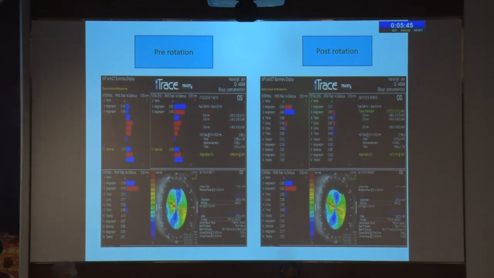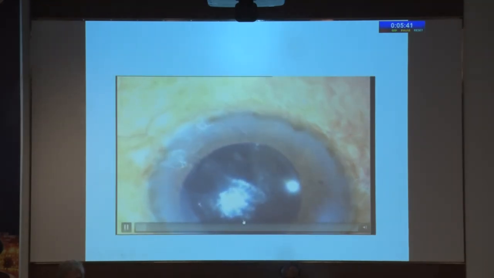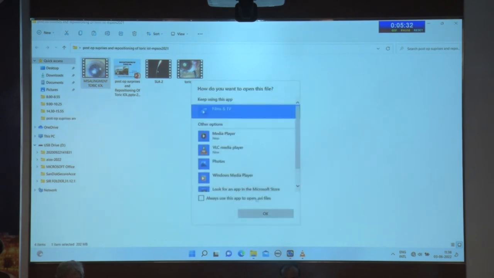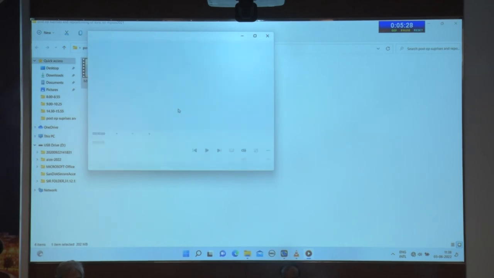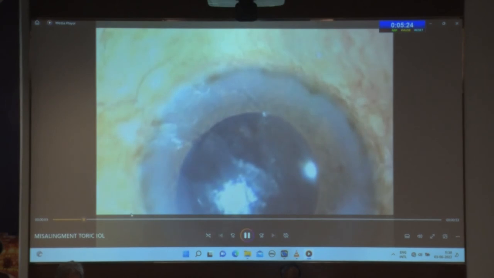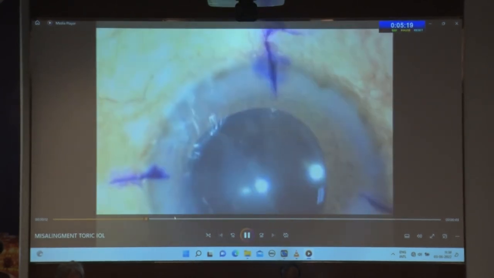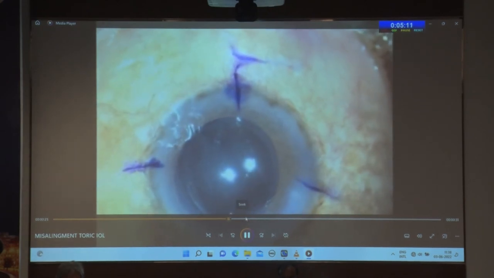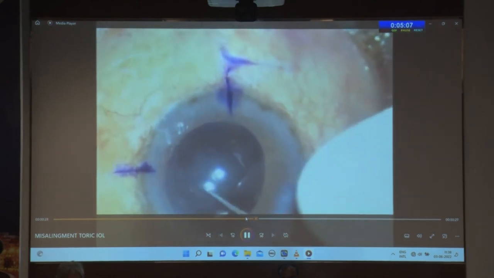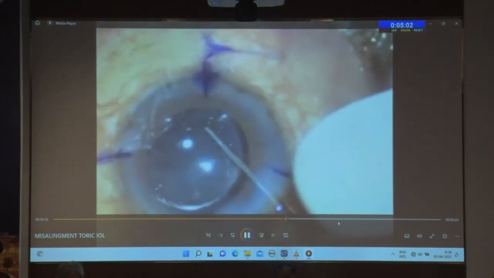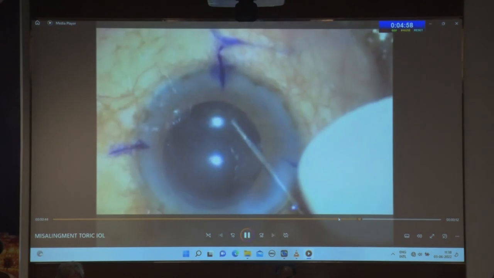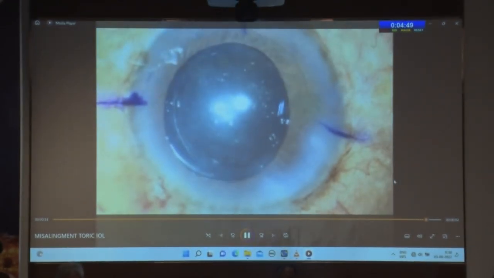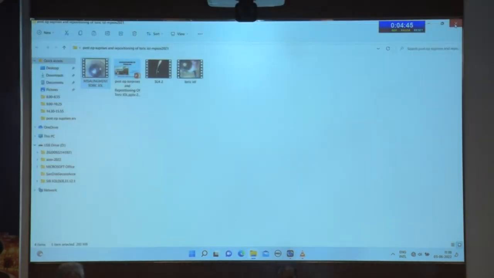After rotation, the astigmatism and the aberration are quite reduced. This is a case, I fast forward, of a patient with misalignment. Rotation is very simple. Just open the wound, and mark again. The lens is already there. It was just a miscalculation. We pressed it on the wrong axis. If you do it in the first week, you can very easily rotate it and reposition. So don't hesitate to rotate. It is very simple. And again, cross check that you are on the proper plane and you can correct the error you have made. Thank you, friends.